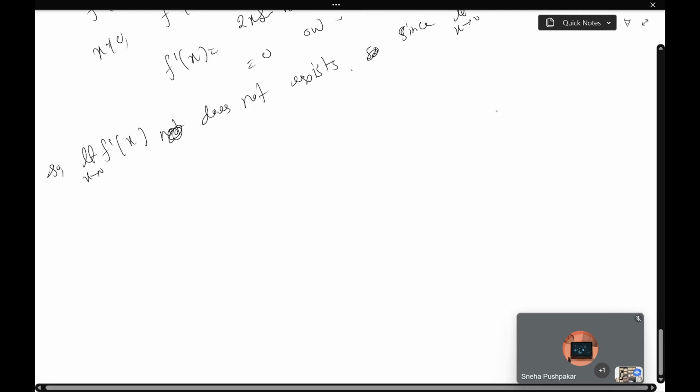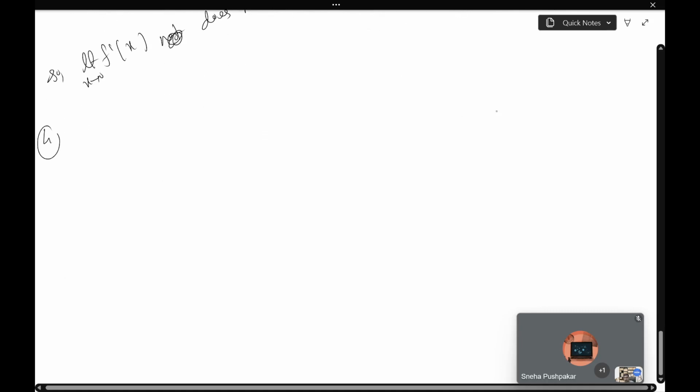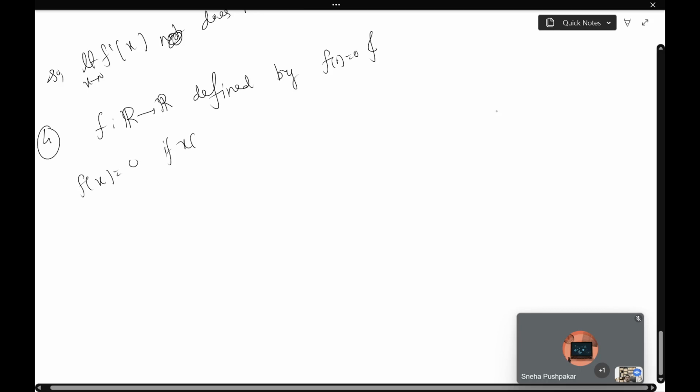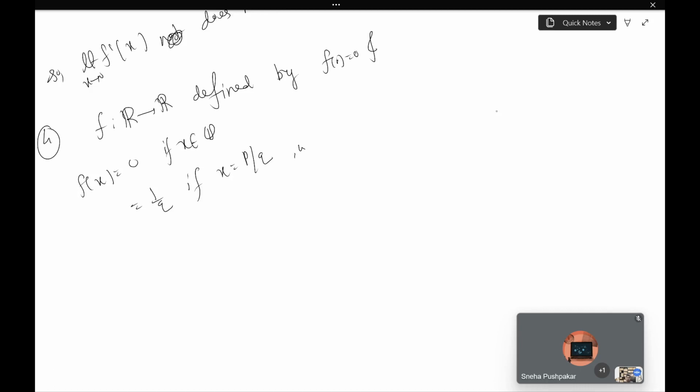Okay. So for this problem, f is a map from R to R defined by f(0) is equal to 0 if x equal to 0, and if x is rational, f(x) is 1 by q if x equal to p by q, where p belongs to Z, q belongs to natural numbers, and GCD(p, q) is equal to 1.